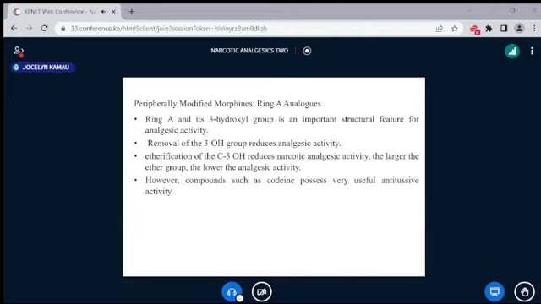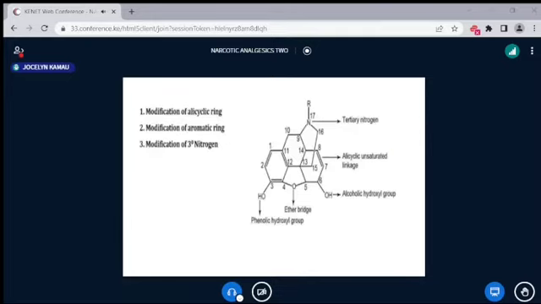So we want first of all to look at peripheral modification, peripheral modified morphine, and we want to look at ring A analogs. Remember we said it is A, B, C, D, E. So A is the aromatic ring.